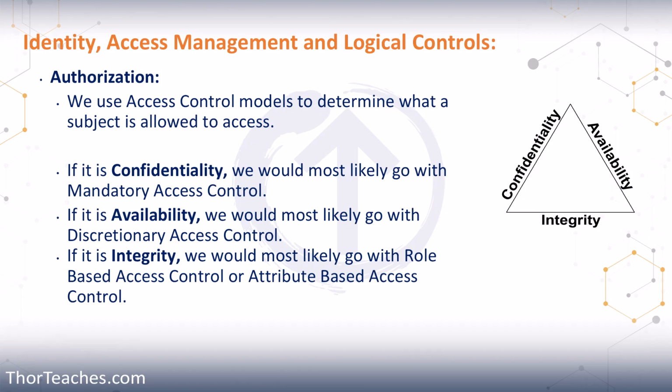And we use the different types of access control models to determine what a subject is allowed to access. And this is a good point to tie this back to the basics of all IS, IT, and cybersecurity, the CIA Triad. If confidentiality is more important than everything else, we would most likely use mandatory access control. Now, if availability was more important, we would likely go with discretionary access control, and if integrity is most important, then we would either choose RBAC, role-based access control, or ABAC, attribute-based access control.